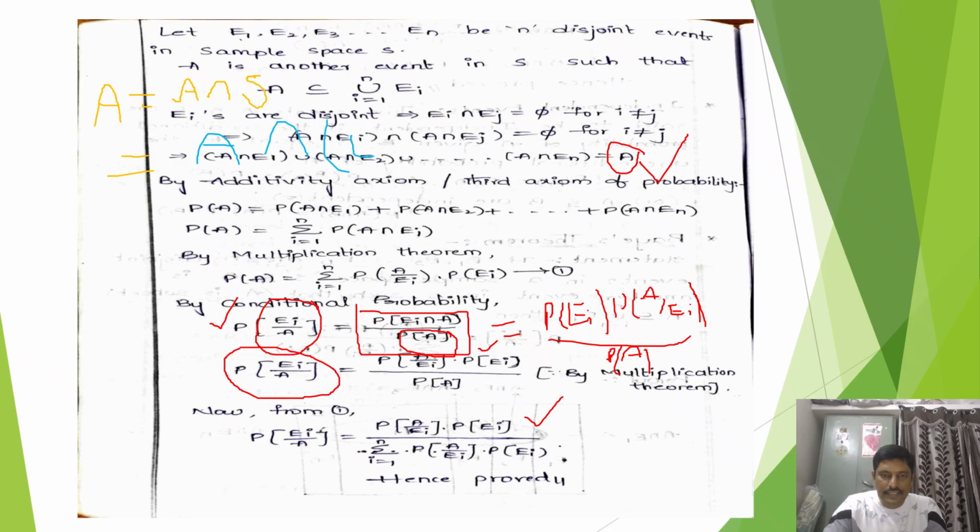S can be written as E1 union, because E1, E2, E3 up to En are mutually exhaustive and exclusive events. Exhaustive means E1 union E2 union E3 and so on. This is not visible, I think. We will write with another color. Okay.